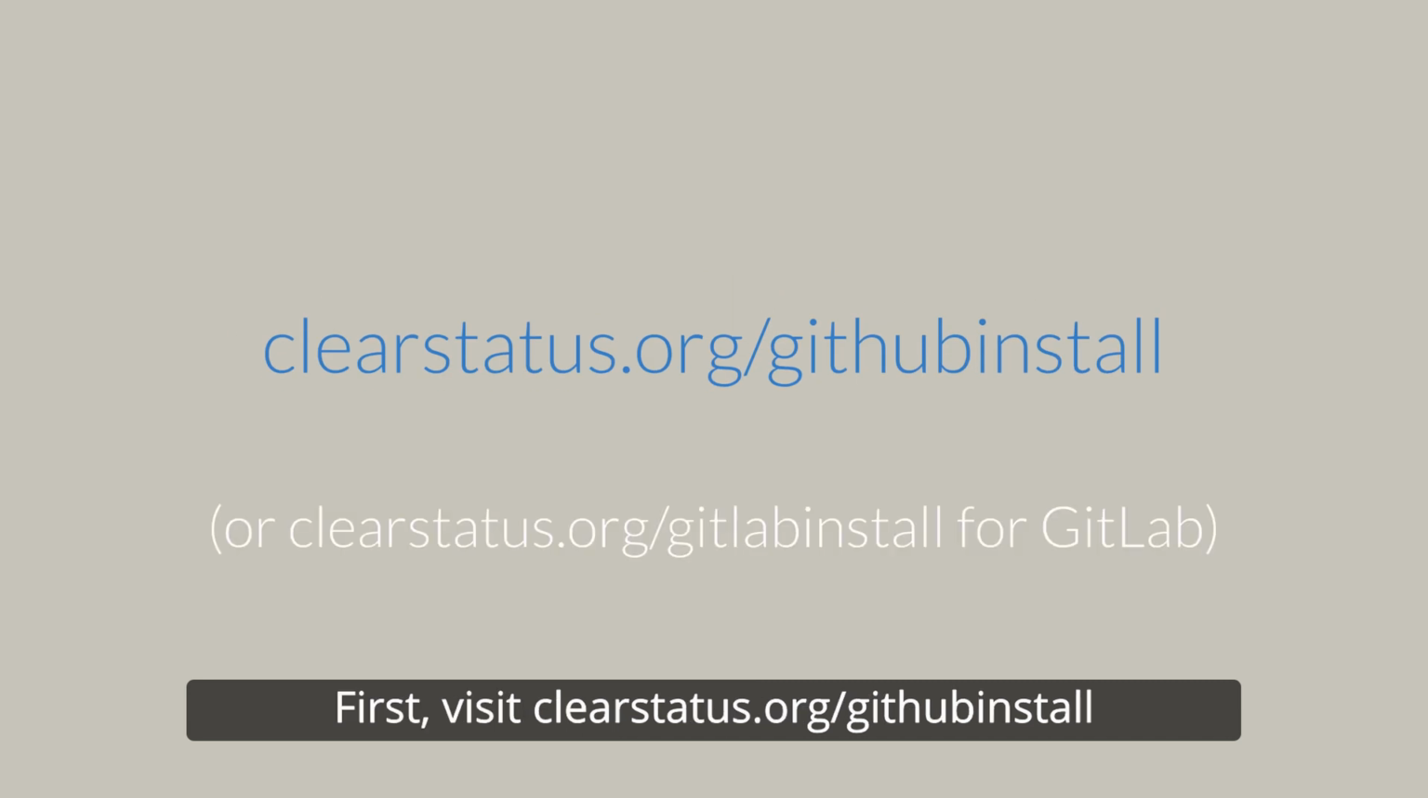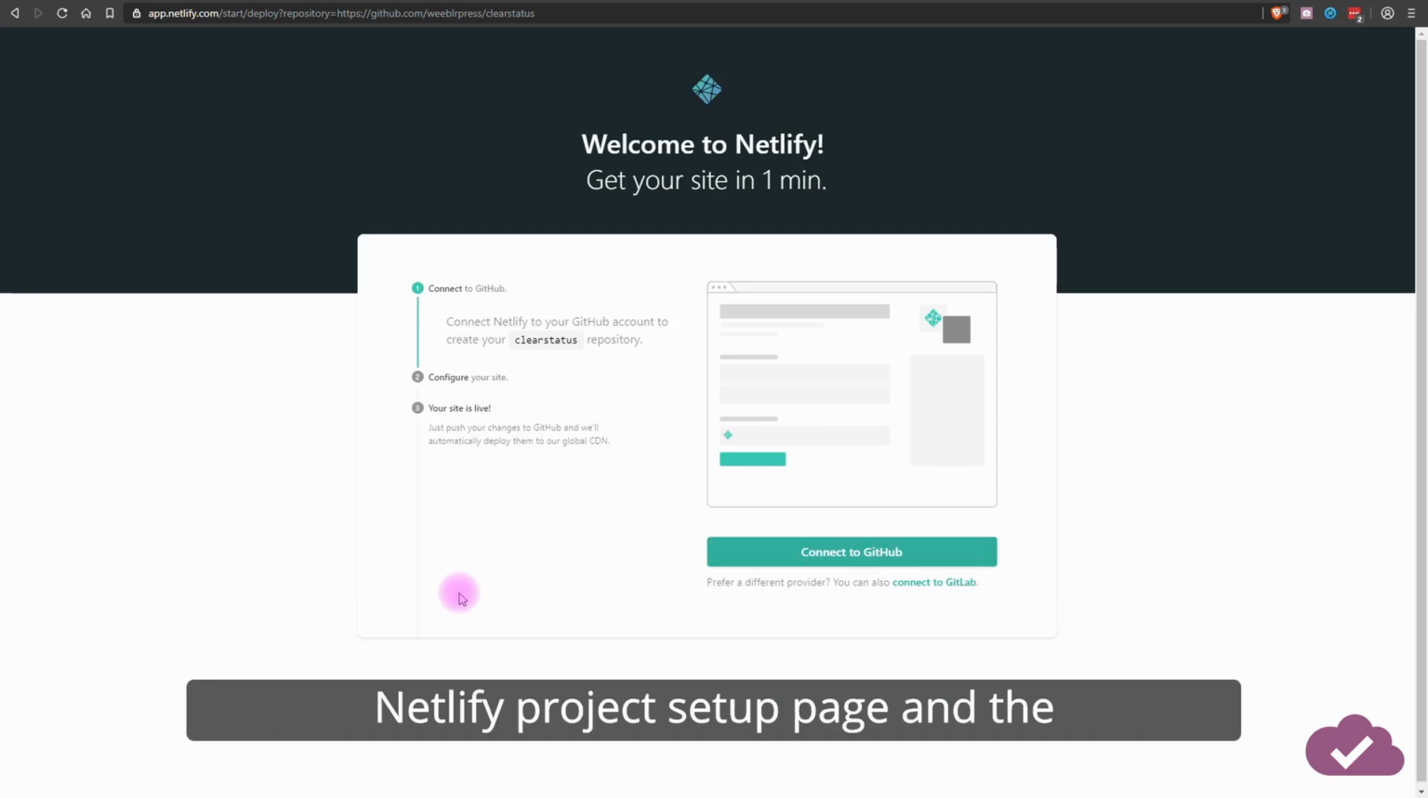First, visit clearstatus.org/github install. This takes us to the Netlify project setup page, and the first thing it needs is to connect to our GitHub account where all the data is going to be stored. So let's click on the Connect to GitHub button.